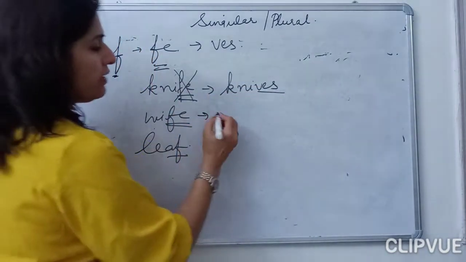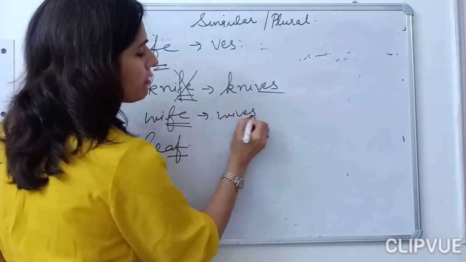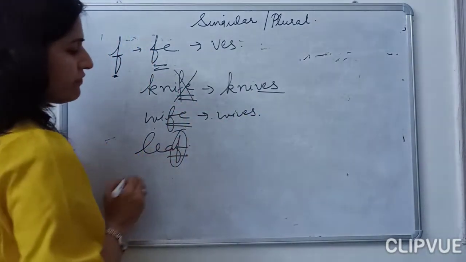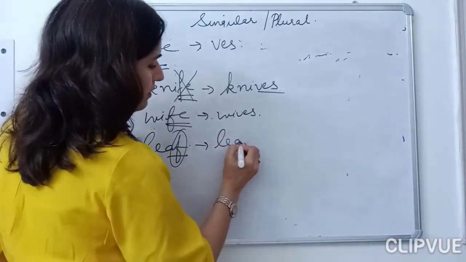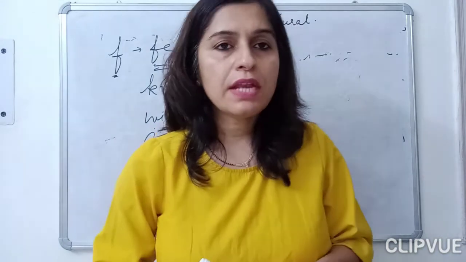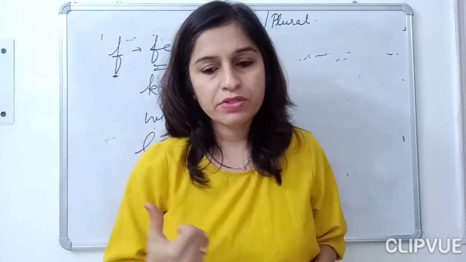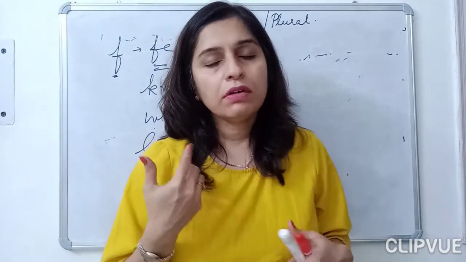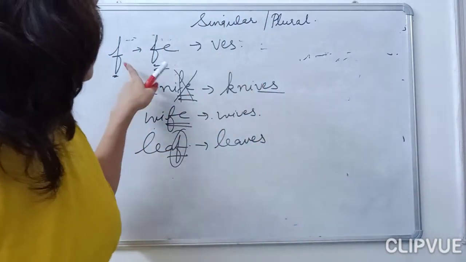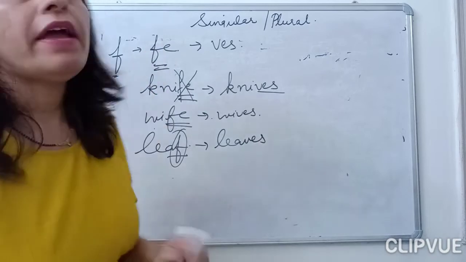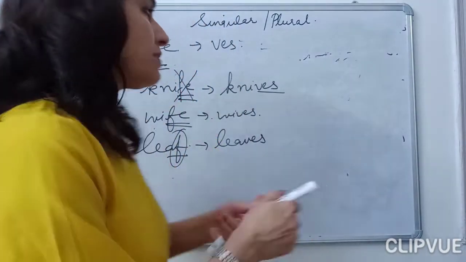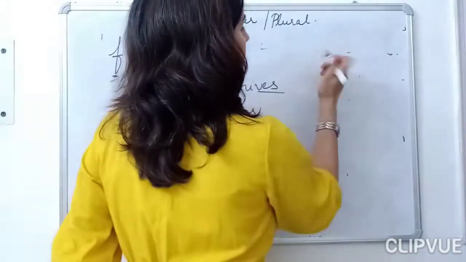Next, wife: the spelling will be wives. The same rule goes. Leaf, now here only F is there, children, so it will be leaves. This is the last rule which I have told you, children: by adding ES or by adding VES for the words ending in F or FE. Now again here also, children, there are a few exceptions.